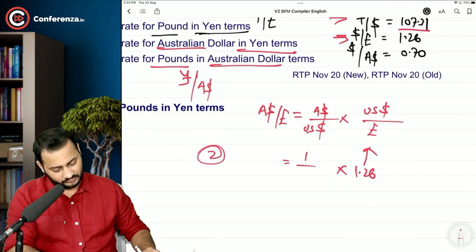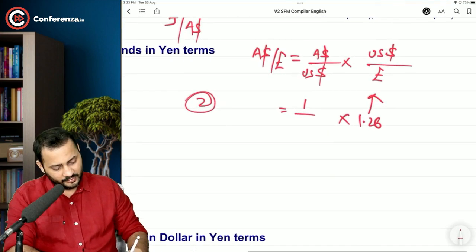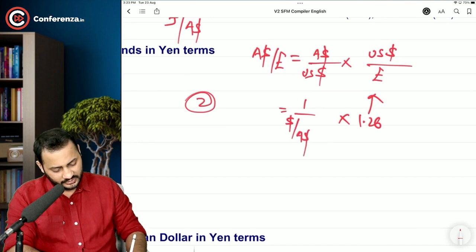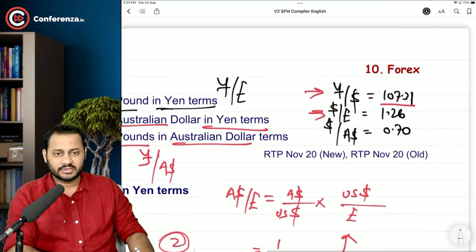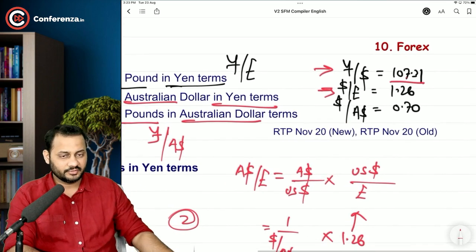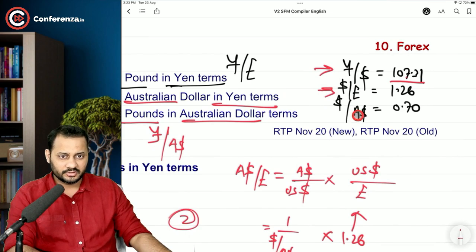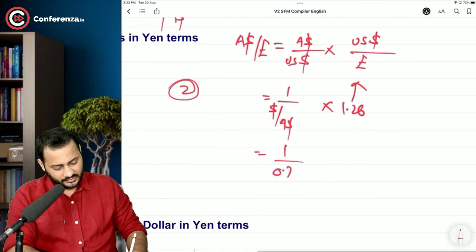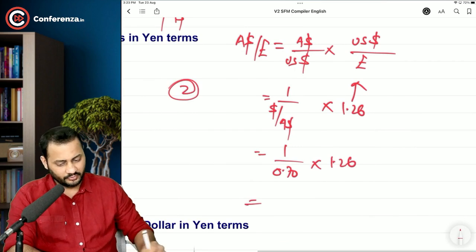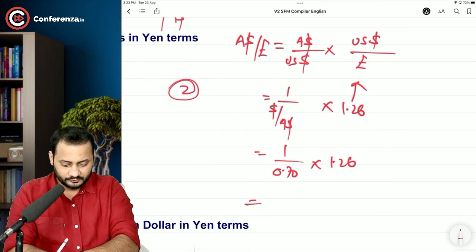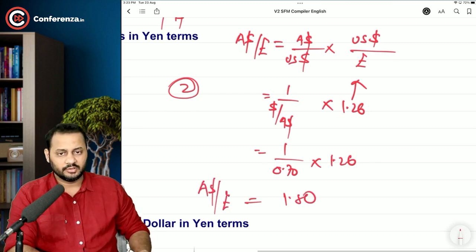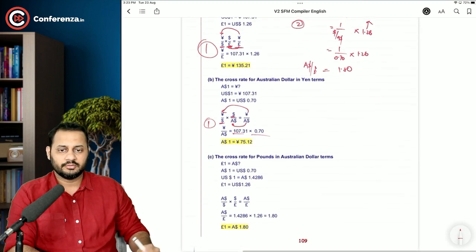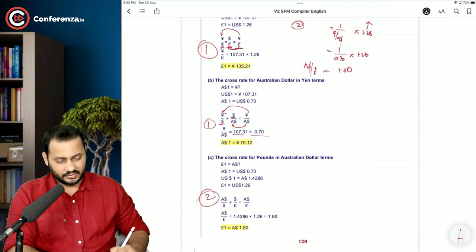So 1 divided by, now how am I going to write US dollar per Australian dollar? So 1 divided by, what is US dollar per Australian dollar? That's 0.70. So 1 divided by 0.70 into 1.26. Now you have the answer. That's 1.8. What is 1.8? Australian dollar per pound. So this was covered under the second part.